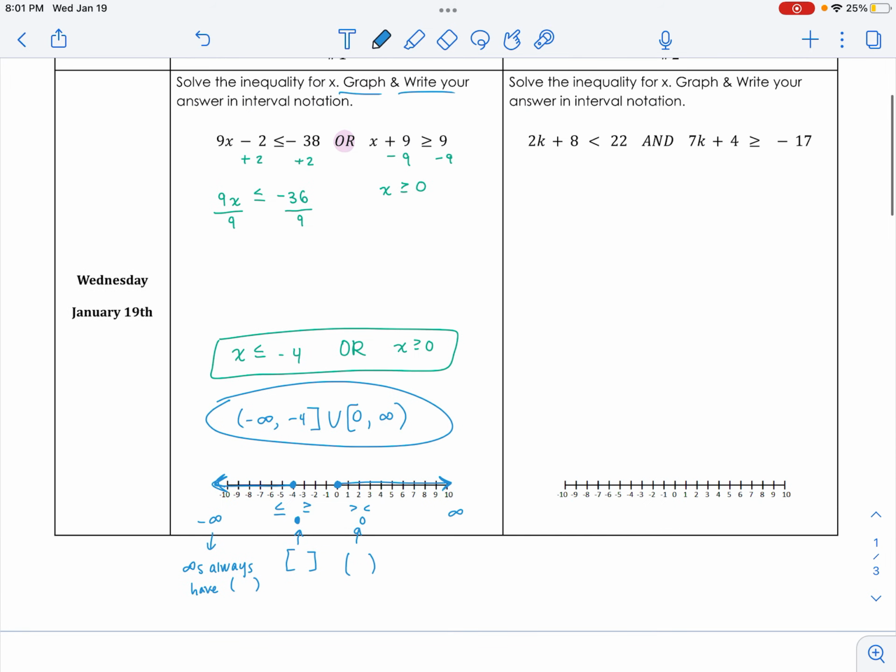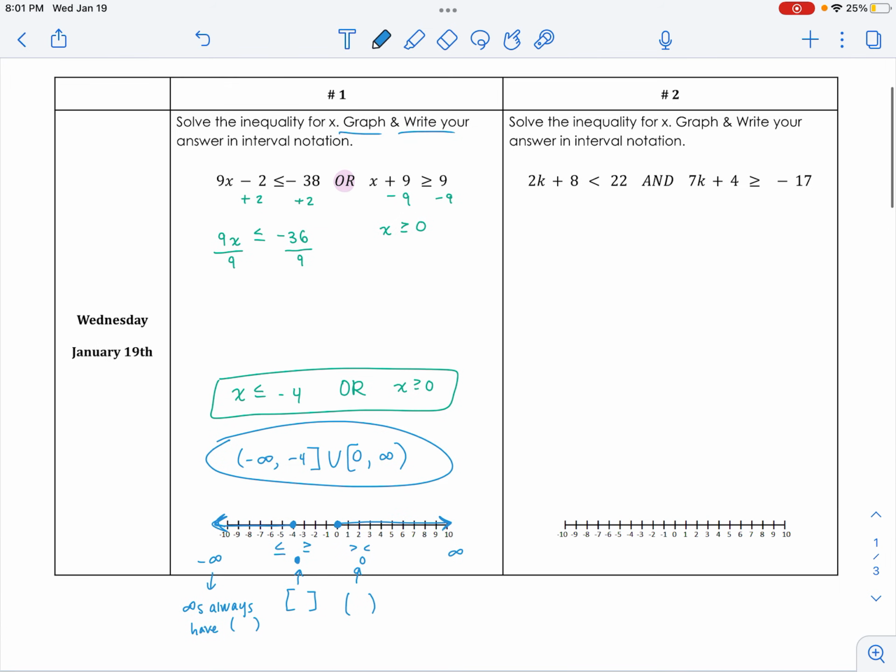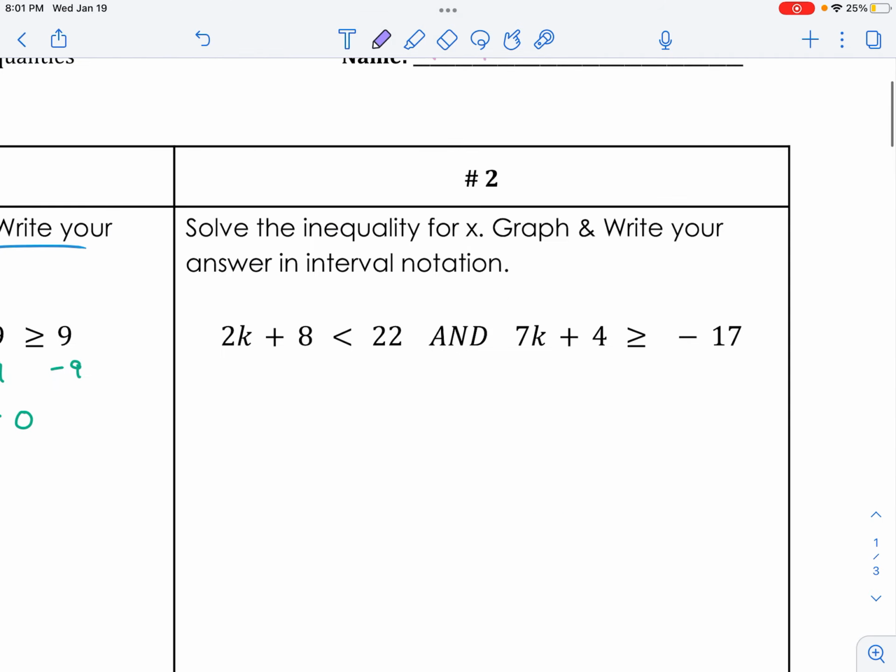So this right here would be my answer in interval notation. So you should get all this written down. I will post this on Schoology. You should get all this written down and remember those concepts about the open and closed circles. Now let's try number 2, an AND problem. So number 2, like I just said, is an AND problem.